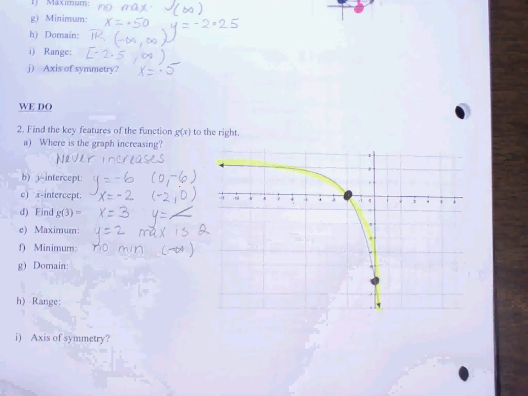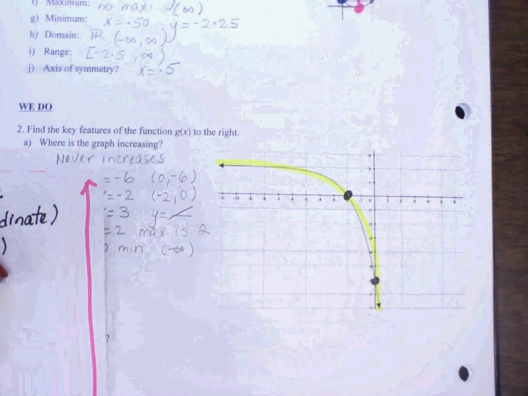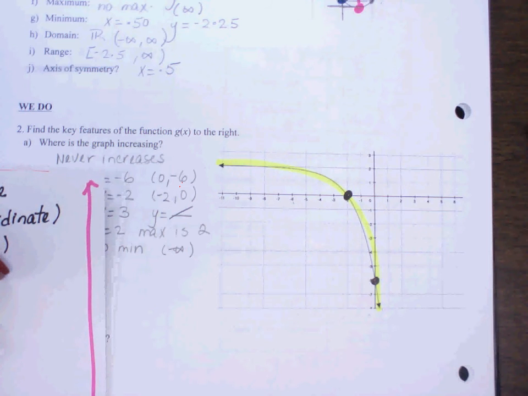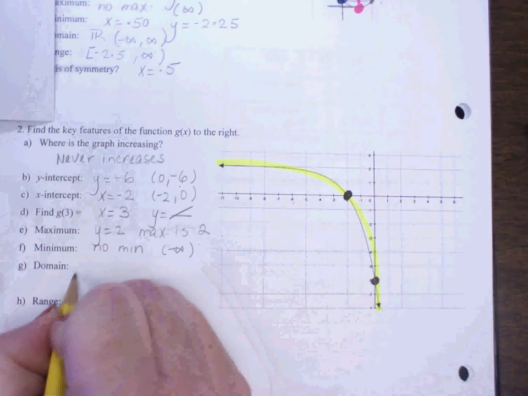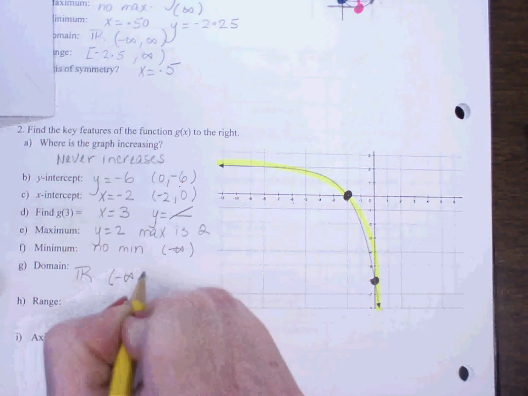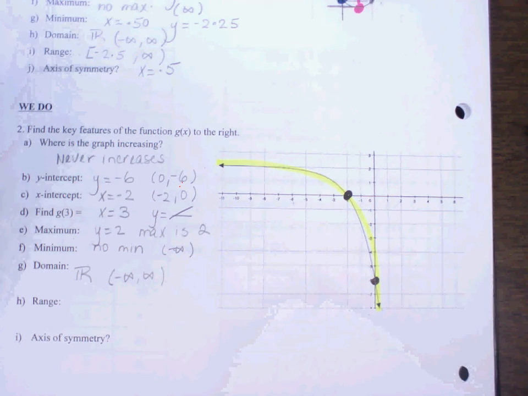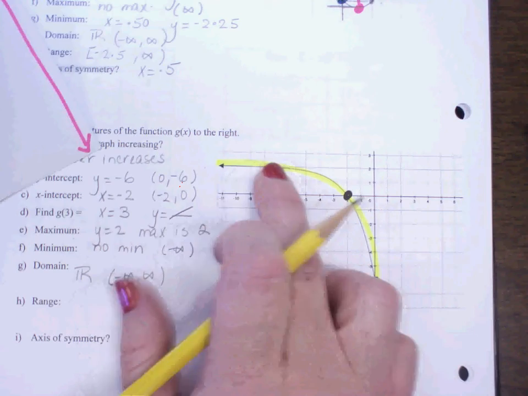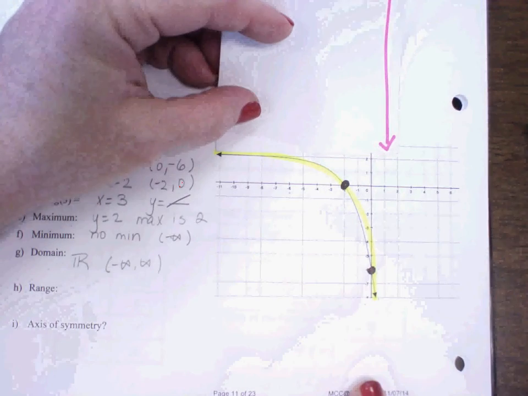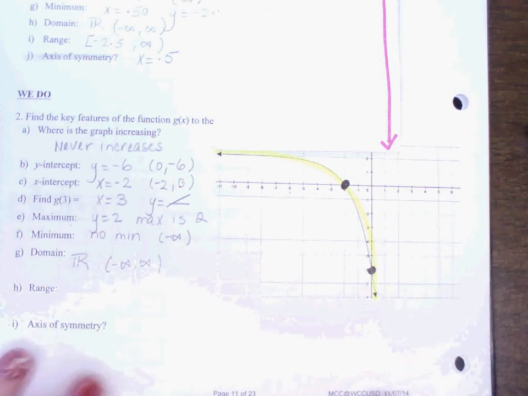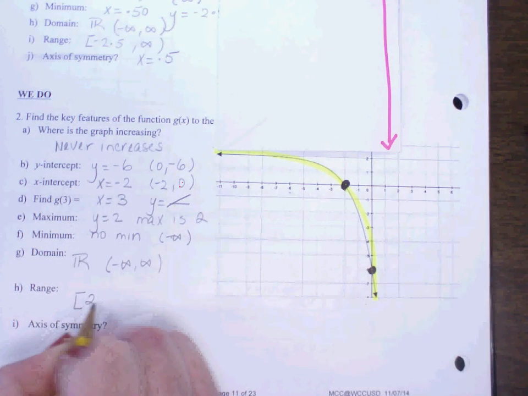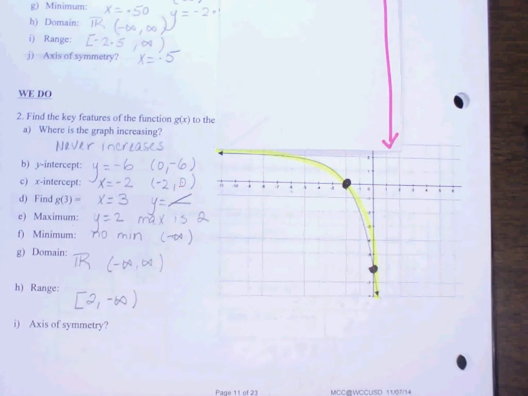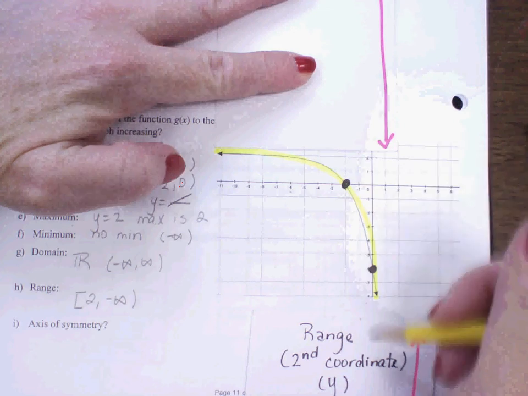All right, so what's my domain? Can I restrain it? So all real numbers, or from negative infinity to positive infinity. What about my range? From 2 to negative infinity, not positive. We're making very careless mistakes. From 2 to negative infinity, because I cannot restrain, and these are where the negatives are.